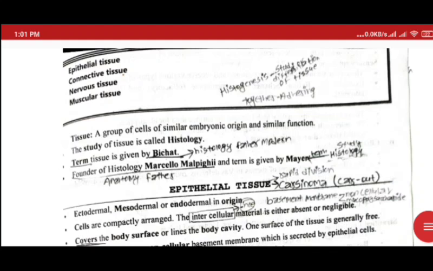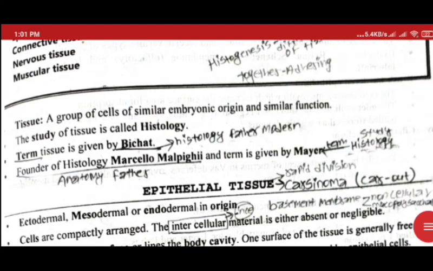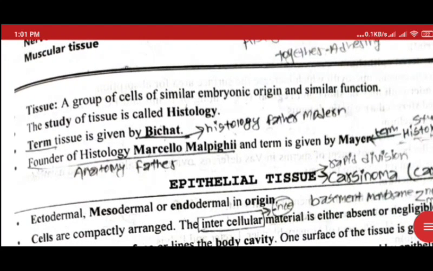Continuing from the last chart, let's get into the describe method by line from the book. Now here in animal tissue, first we should know its definition. Tissue is a group of cells of similar embryonic origin that have the same function. The study of tissue is called histology.